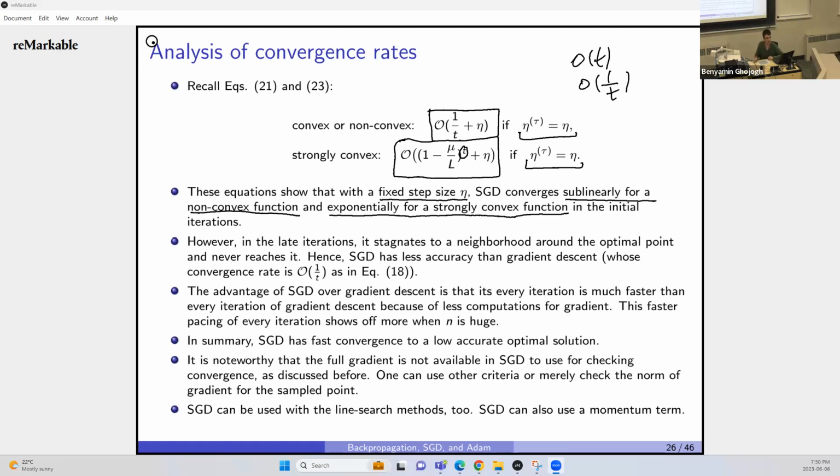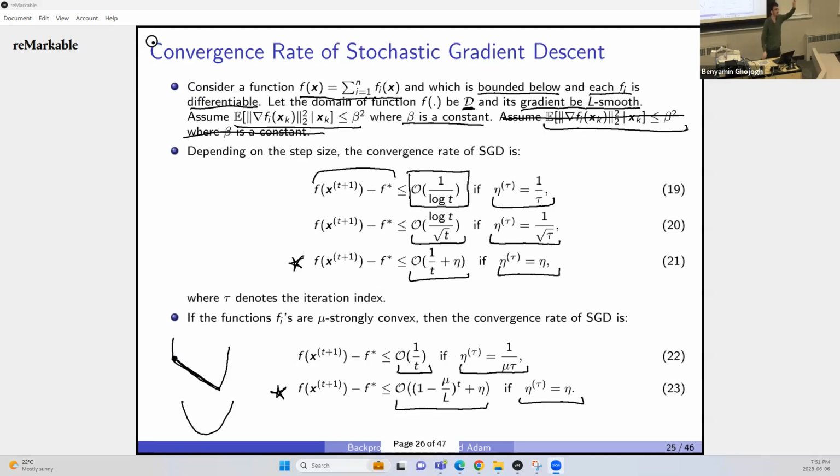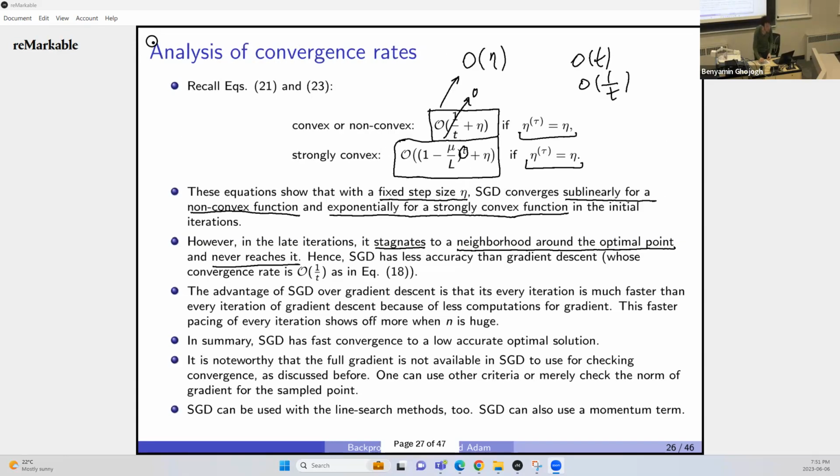Now, some other interesting insights. However, in the late iterations, it stagnates to a neighborhood around the optimal point and never reaches it. Why? Let's discuss it. Limit t to infinity. After an infinite number of iterations of SGD, what happens? This 1 over t goes to 0. So this becomes the distance. Do you remember the distance of cost? On the left-hand side, we had the distance of current cost from the optimal cost, right? This becomes O(eta). Oh my goodness. It means that this distance never becomes 0. It is always eta, even after an infinite number of iterations. This is the flaw of stochastic gradient descent.